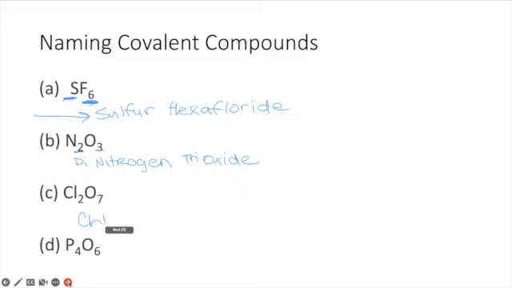Chlorine. Now chlorine this time gets to retain its name. It doesn't become chloride because it's listed first. But oxygen has to change to oxide. Chlorine has 2, so this becomes dichlorine. And then 7 is hepta. I didn't leave myself enough space here, but heptaoxide.